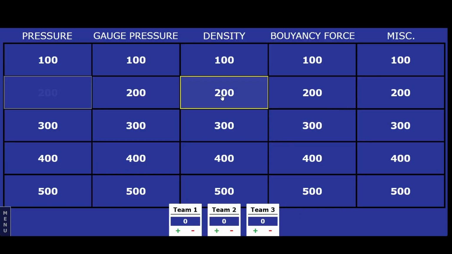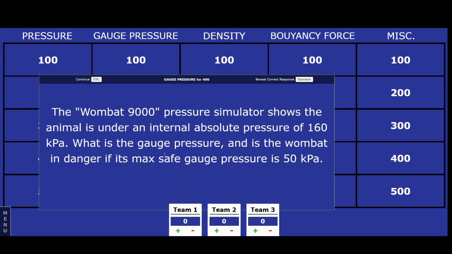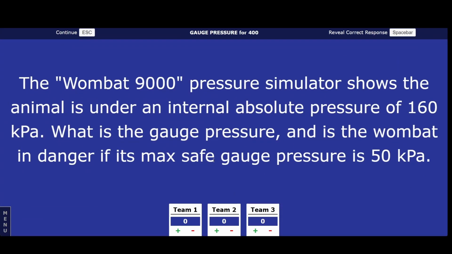And that is gauge pressure for 400. The Wombat 9000 pressure simulator shows the animal is under an internal absolute pressure of 160 kilopascals. What is the gauge pressure, and is the combat wombat in danger if its max safe gauge pressure is 50 kilopascals?